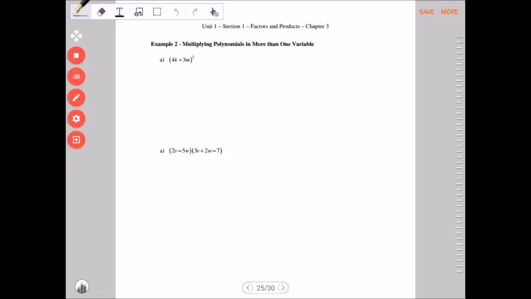Okay, so example 2: multiplying polynomials with more than one variable. We put this one in with a squared sign just to see if you're paying attention and if you know what the squared sign means. So that's 4k plus 3m, squared. Remember, squared just means times itself, so (4k plus 3m) times (4k plus 3m). Okay, not a big deal. Really, the second letter isn't a problem either, but let's just play with this.